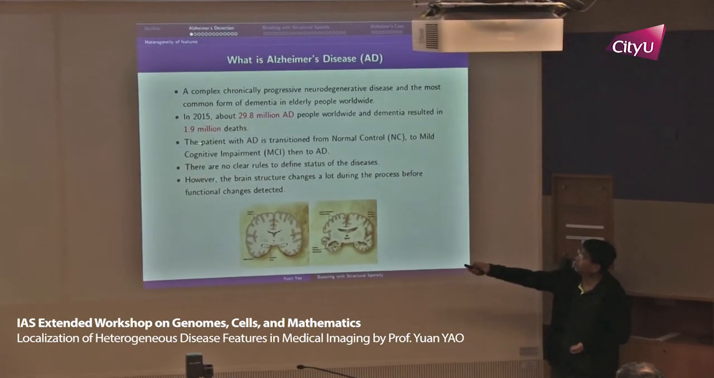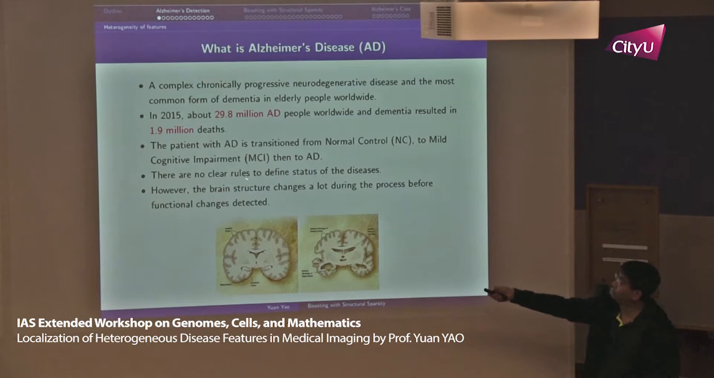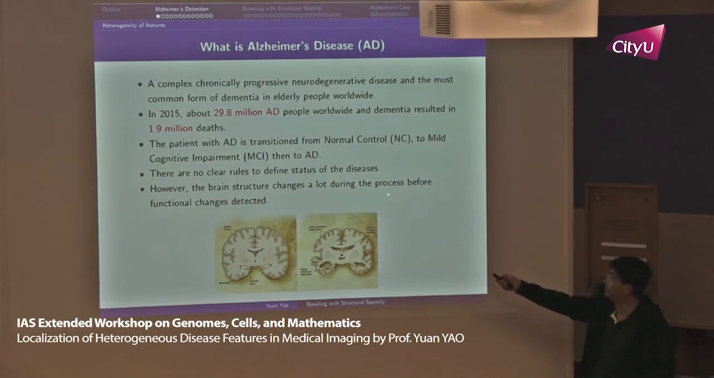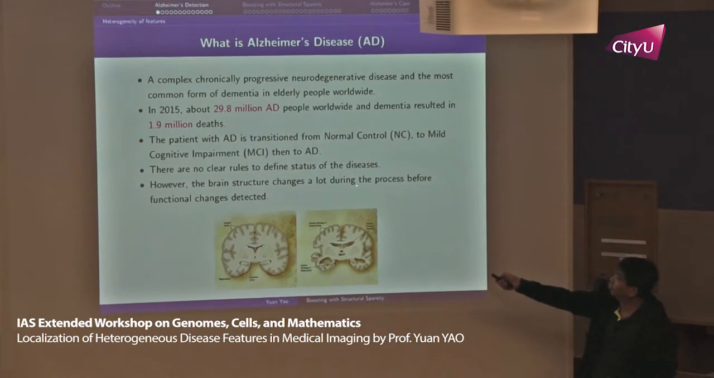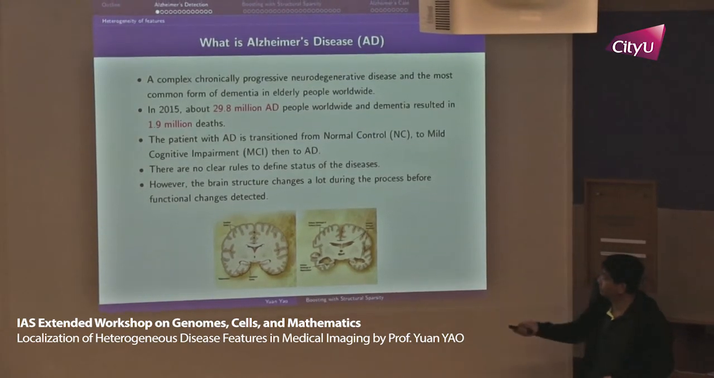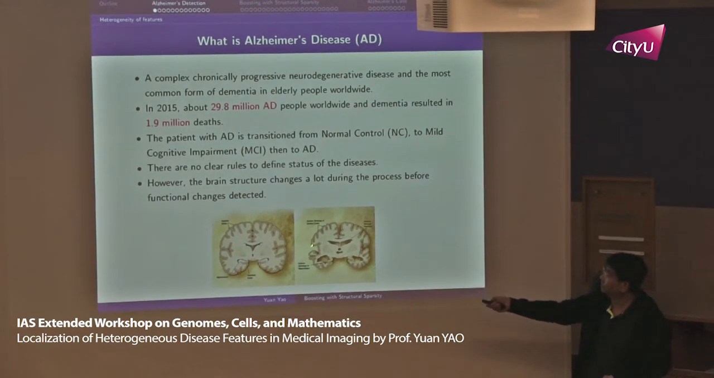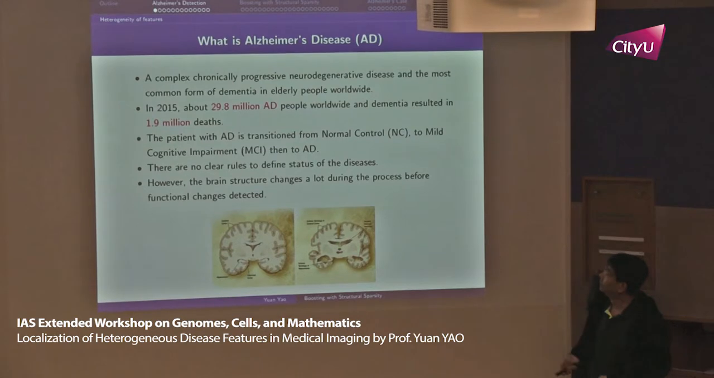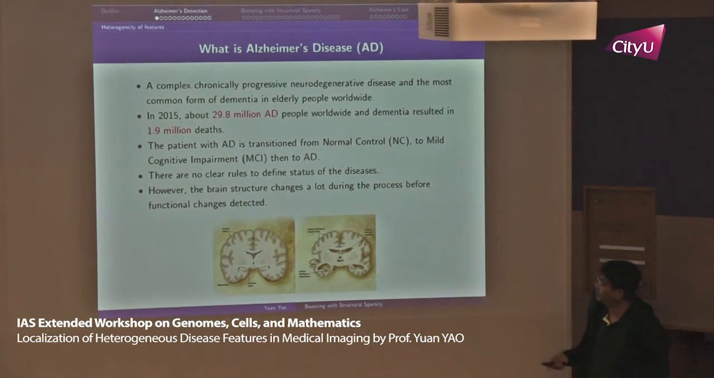how to cure that. So basically, the patient with Alzheimer's disease transitions from normal control to mild cognitive impairment and then to AD. Along this process, there's no clear rule to define the status of the disease. But usually, if you look at the brain structure using some imaging technology, you see structural changes that happen a lot even before the functional changes are detected. This picture comes from Wikipedia. Mostly you will see the cerebral cortex shrinkage and significant enlargement of the ventricles, this kind of thing. Like this picture, this is a normal brain. This is a cartoon for the AD brain.